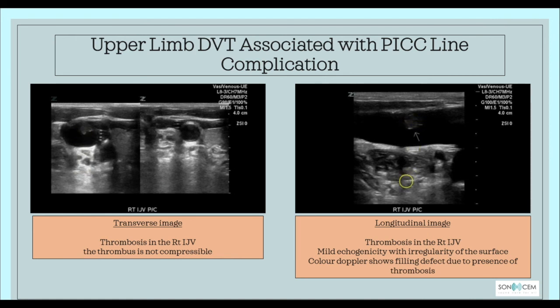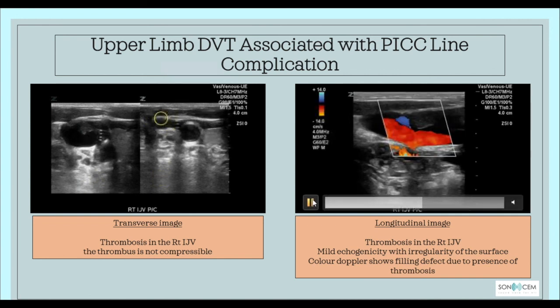In the longitudinal view, we can see there is thrombosis in the right IJV with mild echogenicity and irregularity of the surface. Color Doppler shows filling defect due to the presence of thrombosis.